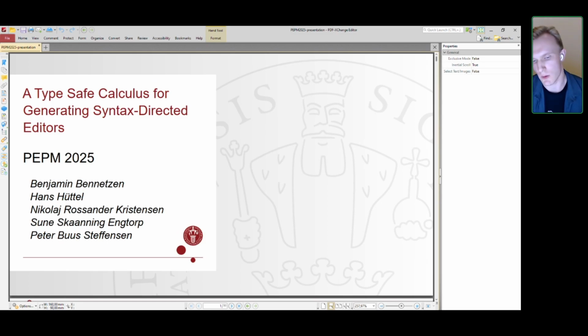And the foundation of our work is the type-safe structure editor calculus, which has been developed in a series of student projects at the University of Copenhagen and Aalborg University. The calculus was first implemented by a group of students at the university. And this talk presents a generalized version of that calculus and also an encoding into a typed lambda calculus.